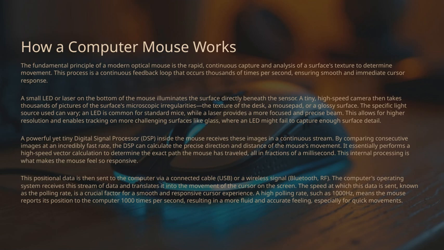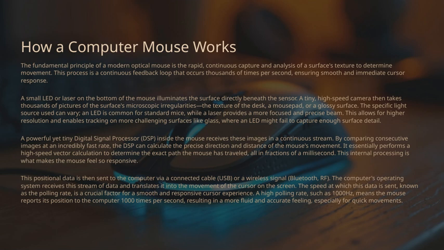At the bottom of the mouse, you'll find a small LED or sometimes a laser. This light shines directly onto the surface underneath, illuminating it so the sensor can see what's there. A tiny, high-speed camera then takes thousands of pictures of the surface's microscopic irregularities, things like the texture of your desk, a mousepad, or even a glossy surface.